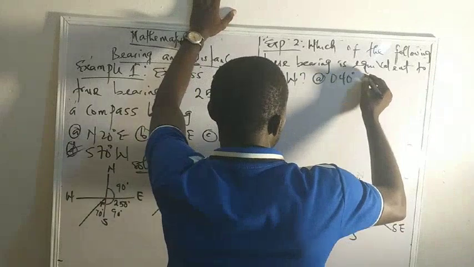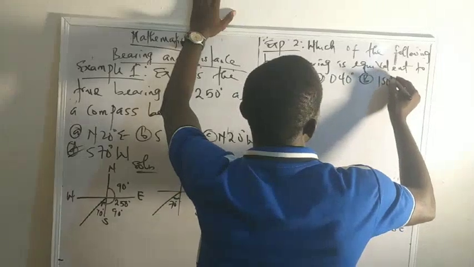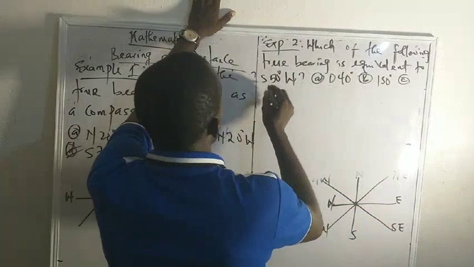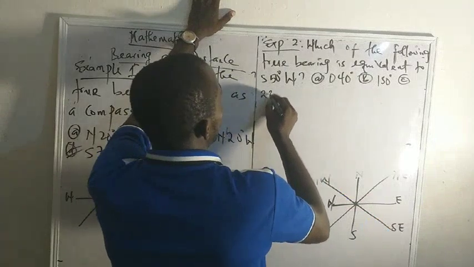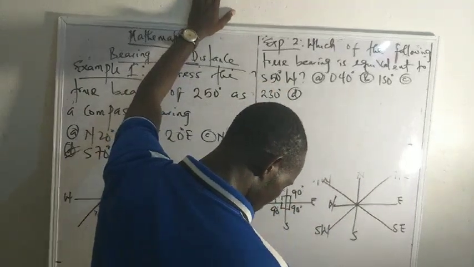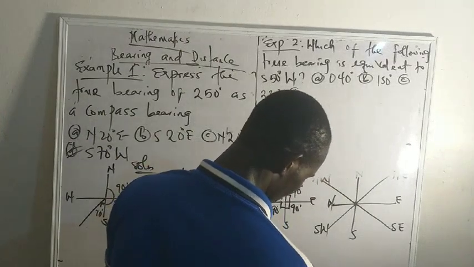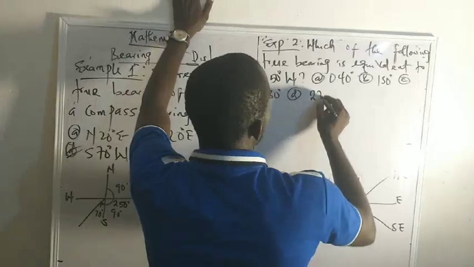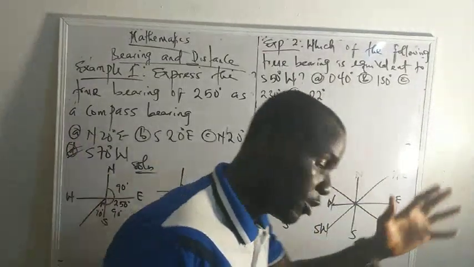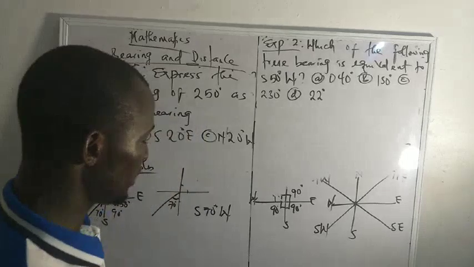A, 040 degree, B, 130 degree, C, 230 degree, D, 22 degree. So from the knowledge of the first, you can also put that to work in this case.